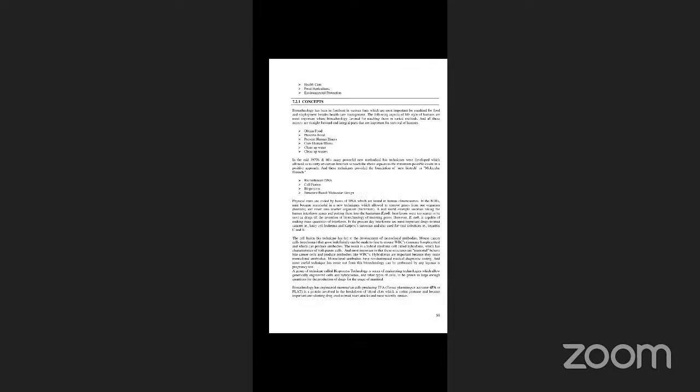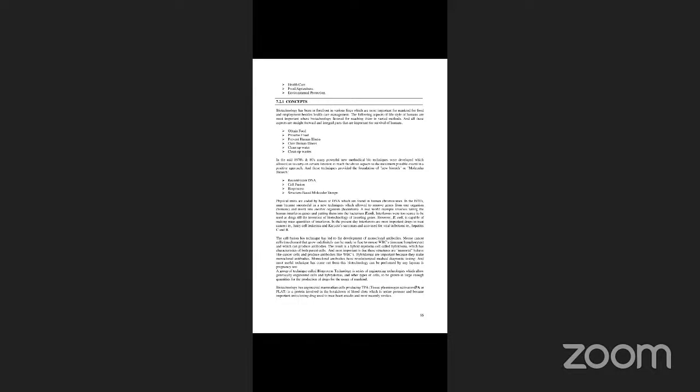So the major areas are healthcare, food technology, and environmental protection. So these are the major concepts. Okay, just a second, I will just continue.